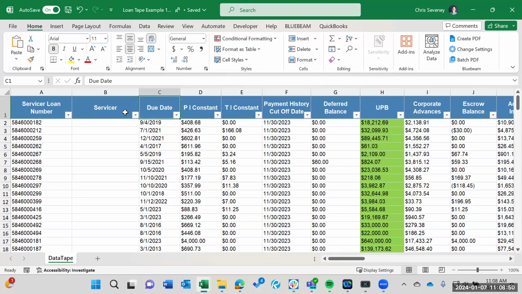Next on this tape is the due date. Now, this is the due date of the next payment. And we'll talk later about columns that you may see elsewhere on tapes. But just for now, we're just going to walk through this tape. So the due date, you can see on the top, it's 9/4/2019. So that is the next payment due.